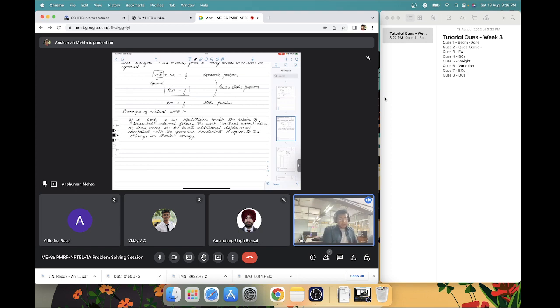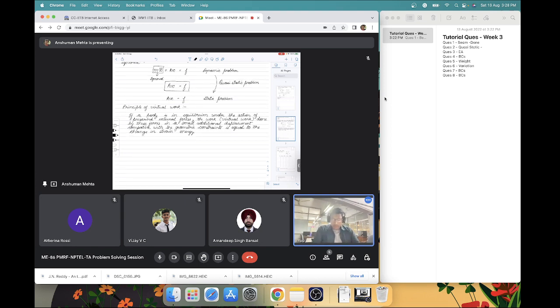The work done by these forces in a small additional displacement. Now what we do is we give some small additional displacement which is compatible with the geometrical constraints, and which is equal to the change in strain energies. That is the basic statement of the principle of virtual work. Whatever additional displacement we are providing, we call it a virtual displacement.